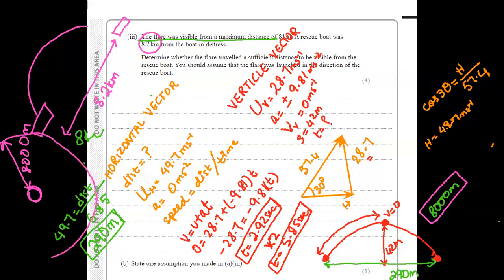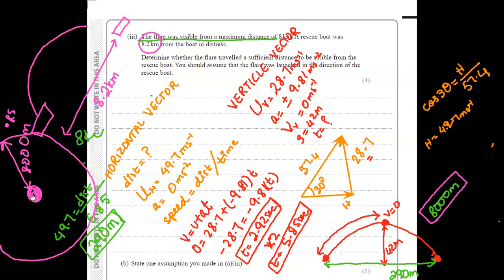So let's make it a radius. This is the ship in the middle, and the maximum distance my flare can be visible from is 8,000 meters. Our boat is 8.2 kilometers, or 8,200 meters, away from the boat in distress. This is the rescue ship. Will this rescue ship be able to see our flare? That is what we are finding out.